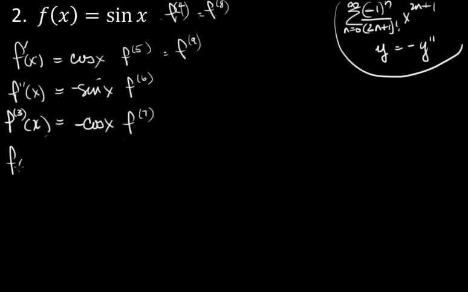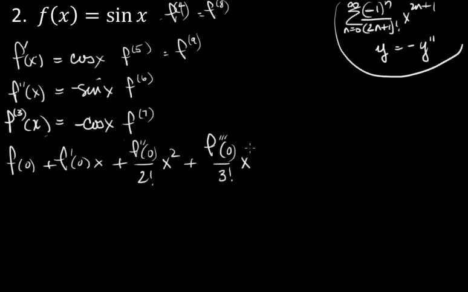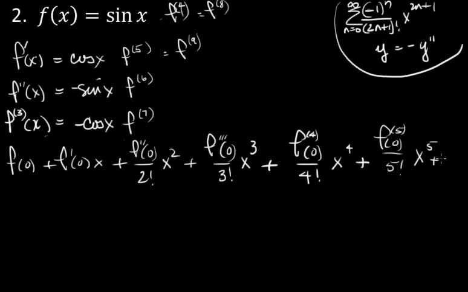So what we want is the Maclaurin series. So we want f of 0 plus f prime of 0 times x plus f double prime of 0 over 2 factorial x squared plus f triple prime of 0 over 3 factorial times x cubed. Let's write one more. The fourth derivative at 0 over 4 factorial times x to the fourth, plus, one more, the fifth derivative at 0 over 5 factorial times x to the fifth plus dot dot dot. So we just have to plug in 0 to these derivatives.